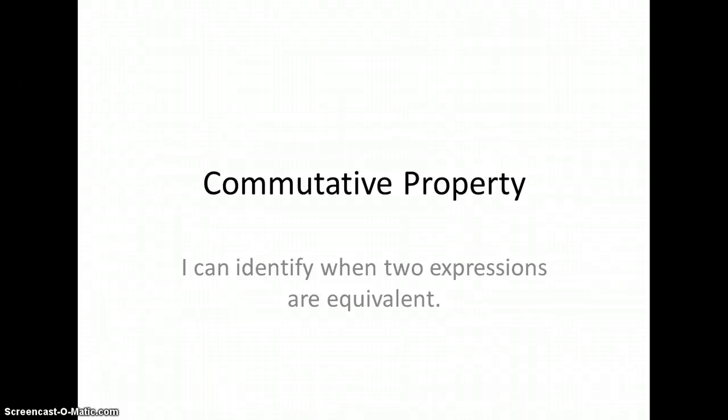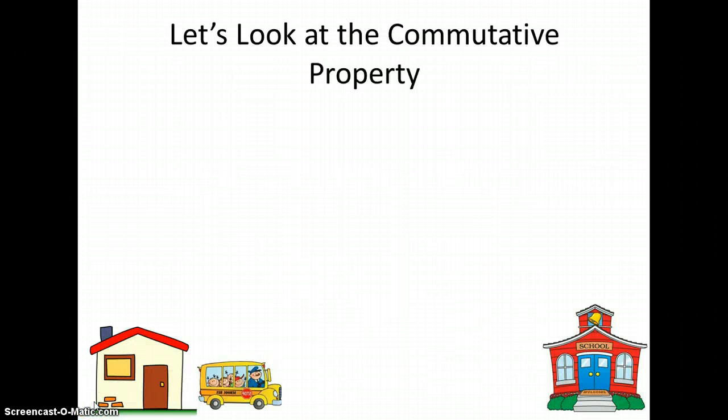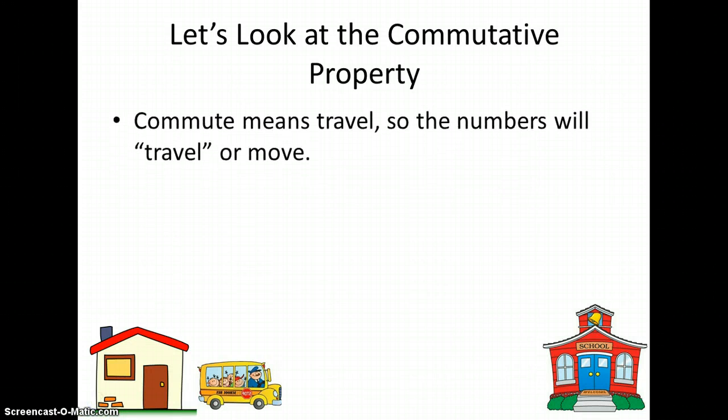Hi guys, today we're going to talk about the commutative property, and the I can statement we're working on is I can identify when two expressions are equivalent. Let's look at the commutative property. Commute means travel, so the numbers will travel or move when we're using the commutative property.